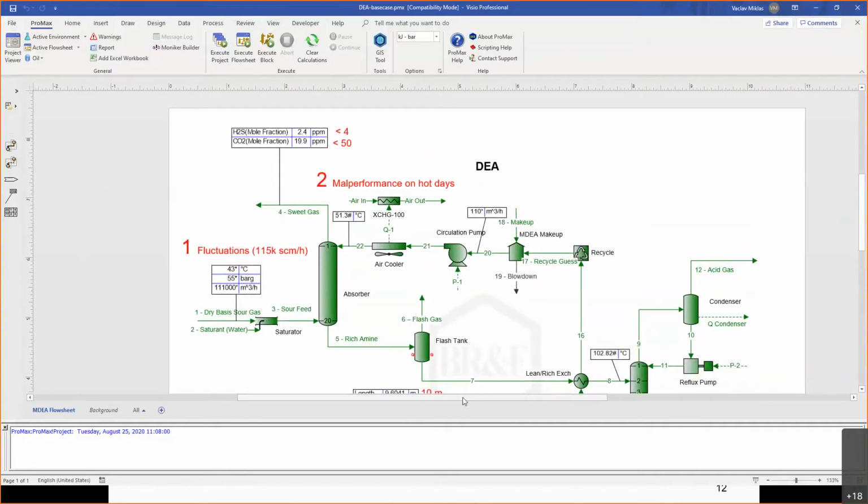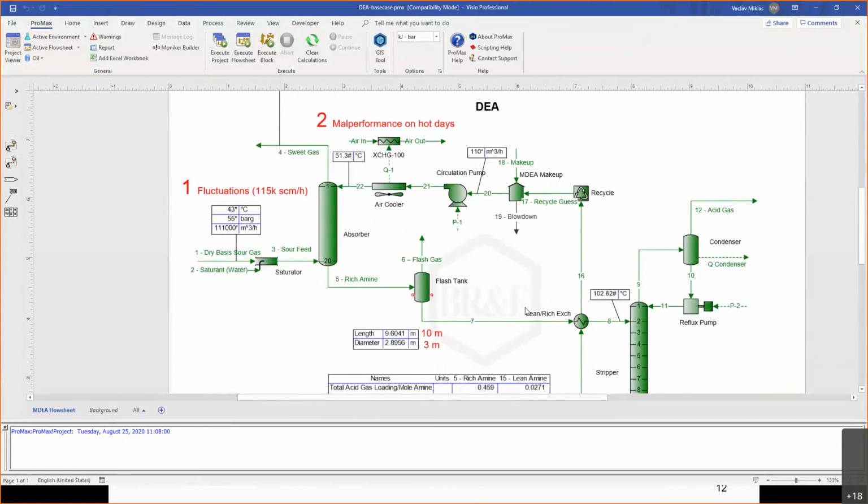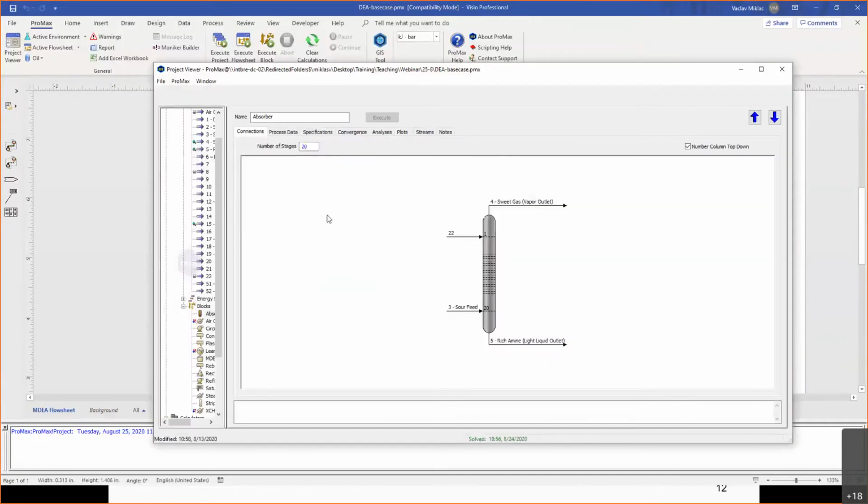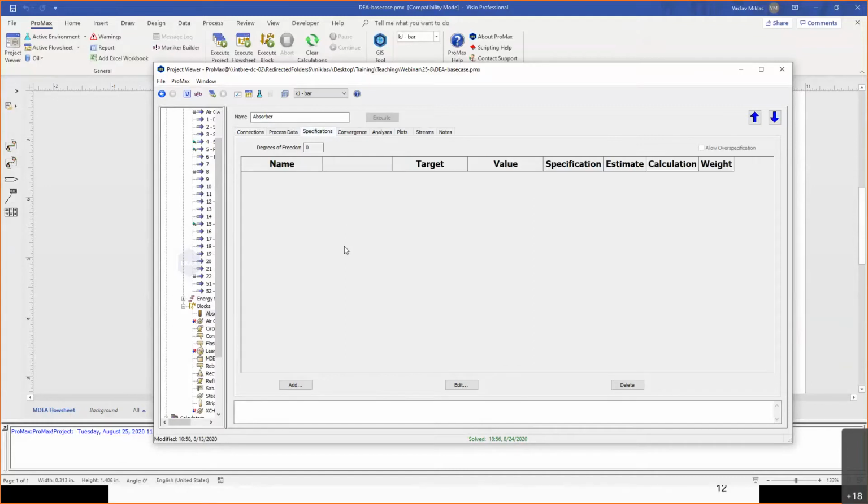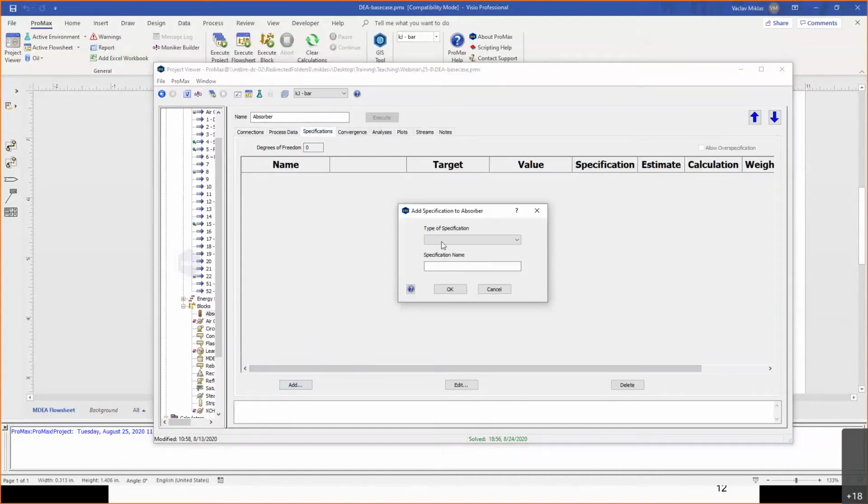The first step I would recommend is to calculate approaches to see how the driving force stands in the absorber. The way you can evaluate this is that you open the absorber, and it is actually created as a specification. So we need to go to specifications, and I can click on add to add a new specification. The name of this one is quite straightforward. If I want to create lean approach, I need to select lean approach.